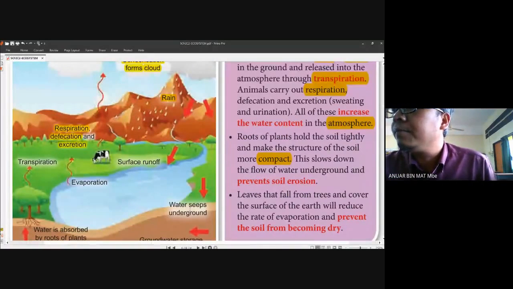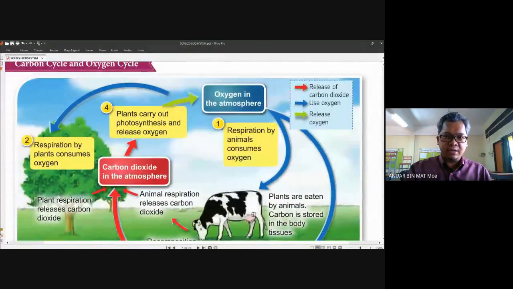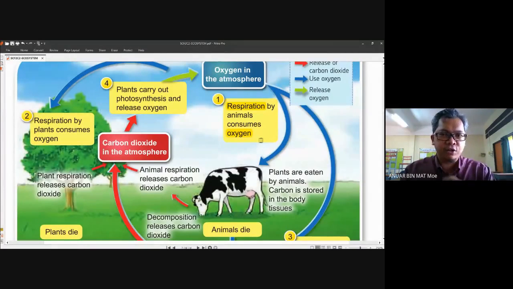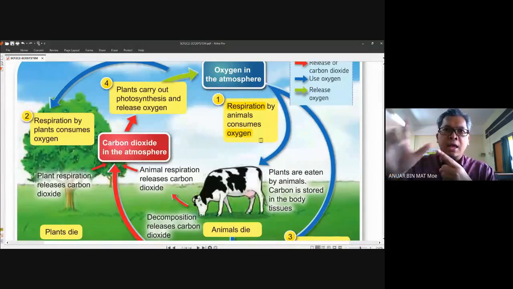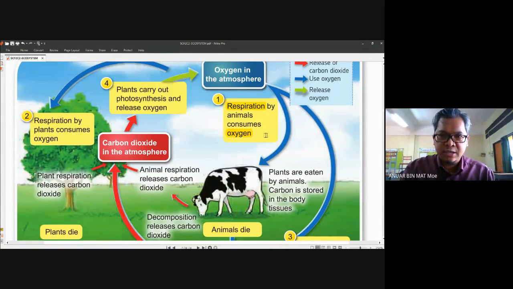Next one is what we call the carbon and oxygen cycle. You must understand the process. Number one, respiration, use oxygen. Respiration is the process that uses oxygen in both plant and animal, also human. We need oxygen in order to live, right? Animal also needs oxygen, plant also needs oxygen. This is what we call respiration. Use oxygen, in the blue arrow, the blue color arrow.